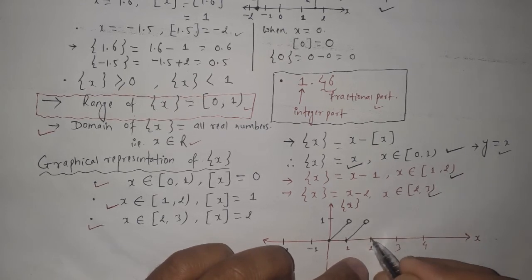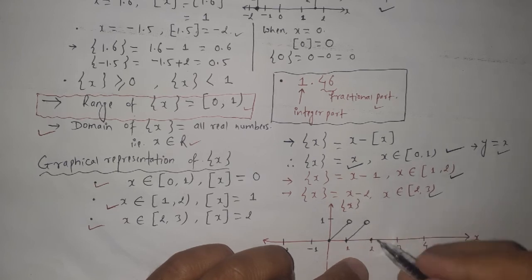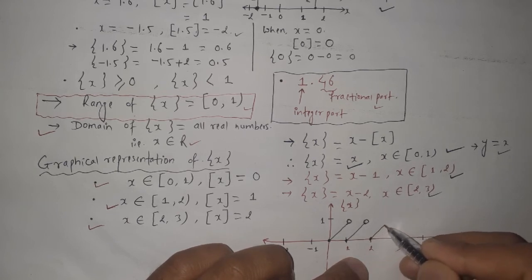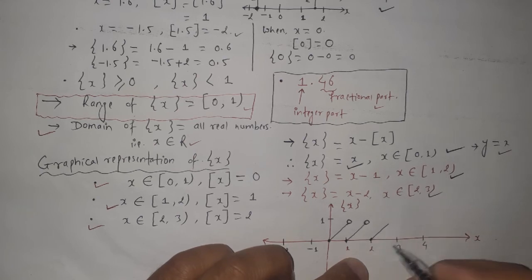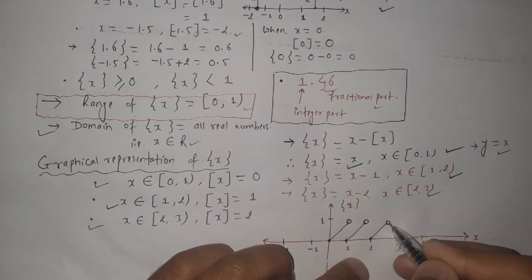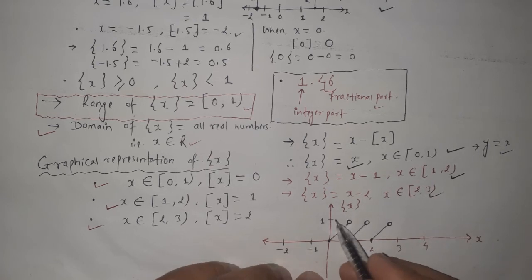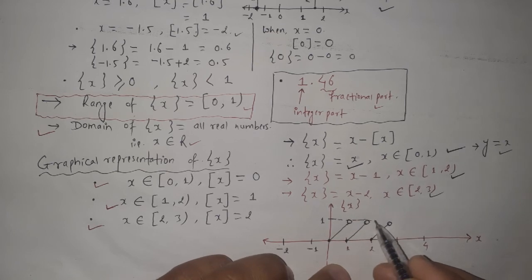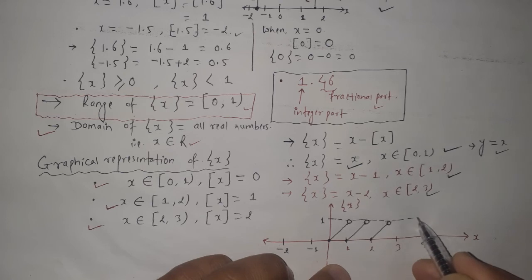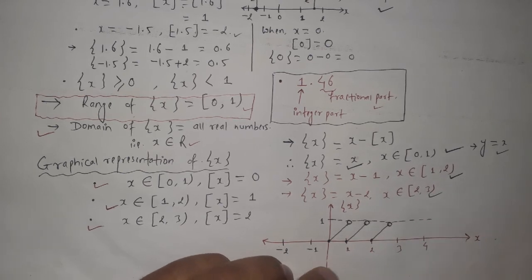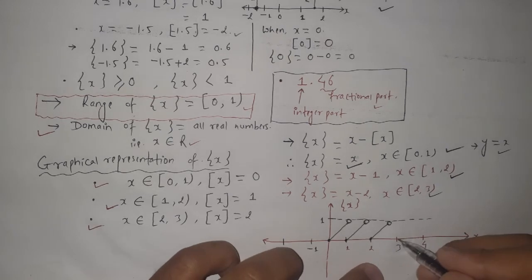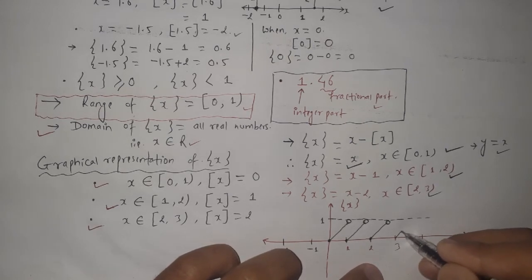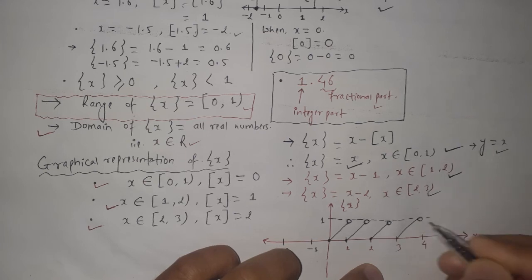From 2, it is included here. 2 is included, and it is the same line inclined at 45 degrees. All the lines are at 45 degrees with the positive x-axis. And here the 3 is not included, and the output should be less than 1. This output should be less than 1, not exactly 1. So here is the open circle. The 1 is not included. This is 1. Similarly, we can draw the other functions also with the open circle.